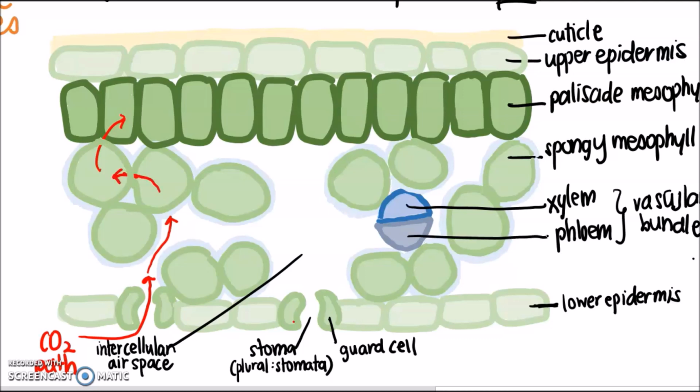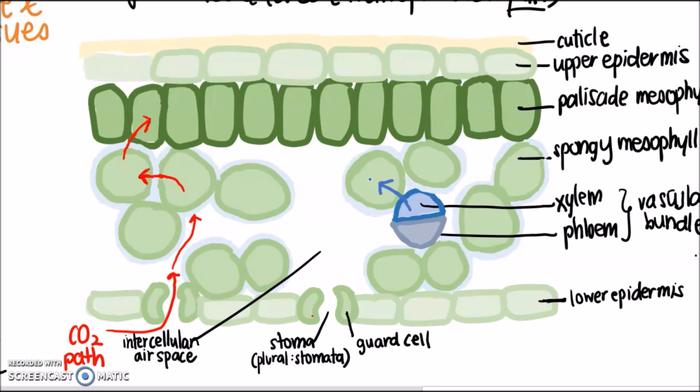Now, what about water? You see here that we have the xylem and the phloem, which is the vascular bundle. Water will come from the xylem, right? So it will undergo osmosis out, and then it forms the thin film of moisture. It will then evaporate into the intercellular airspace before it leaves into the atmosphere through the stoma. So in blue, we can see the path of water. So you must know these two paths very well.